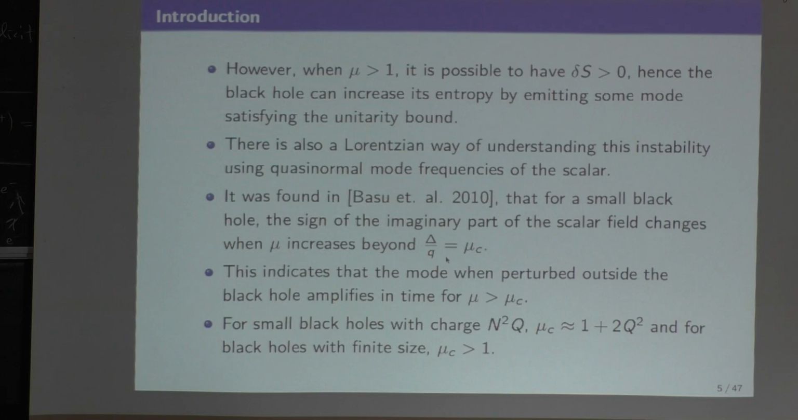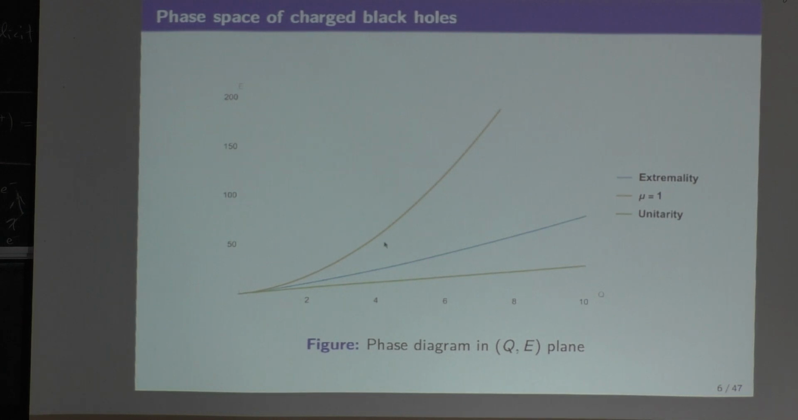Okay. Now this critical value actually is 1 in the limit of small black holes, but it gets corrected, and it's always greater than 1. The critical value at which the mode becomes unstable is greater than 1. Okay. So now let me just show the phase space of charged black holes in AdS.